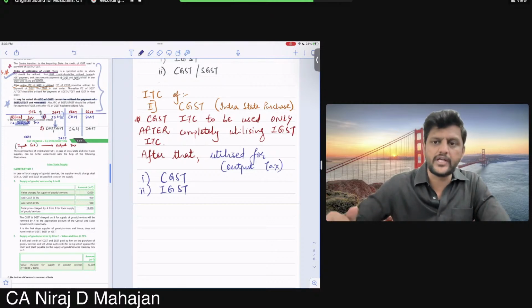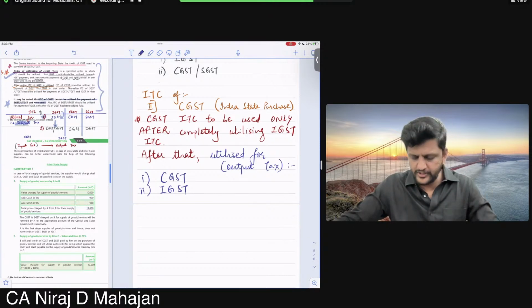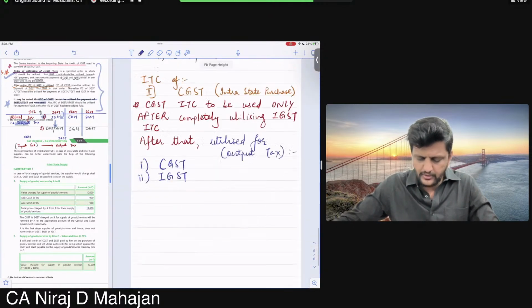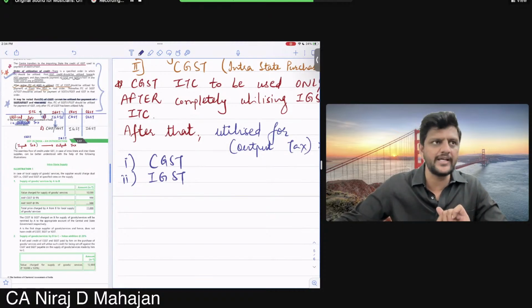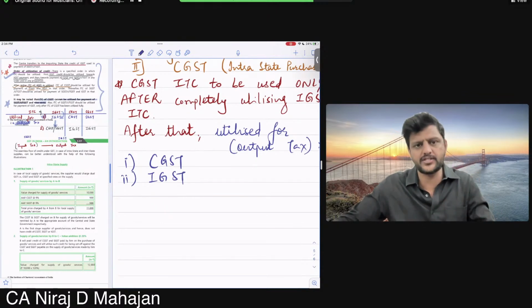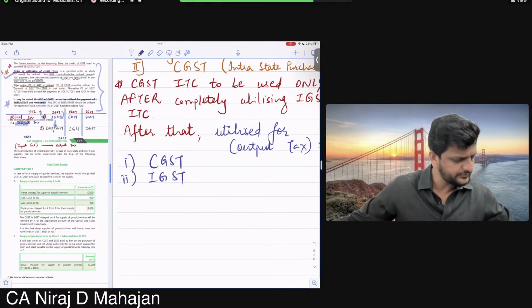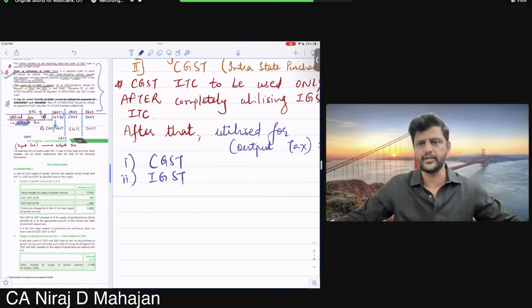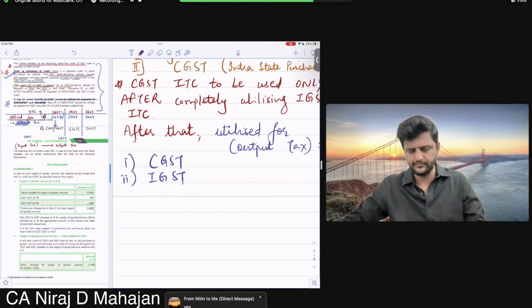After that, utilized for, so I'm talking about output. Input is set off against output. So these things are output. When do I have CGST output? Intrastate sale. When do I have IGST output? Interstate sale. First one was CGST, intrastate sale. IGST, interstate sale. Agreed? Understood? अरे हाँ. बोलो ओके. बराबर ना, all of you. Fine. So let's go ahead everybody.